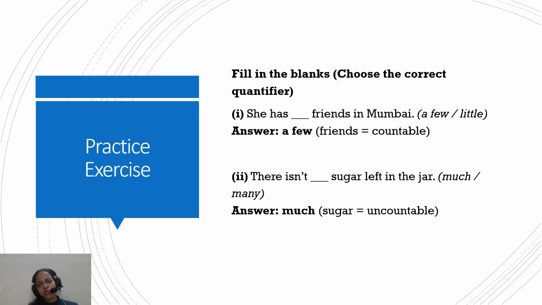There isn't dash sugar left in the jar. So sugar is an uncountable noun. So with an uncountable noun, we use the quantifier much. So there isn't much sugar left in the jar.